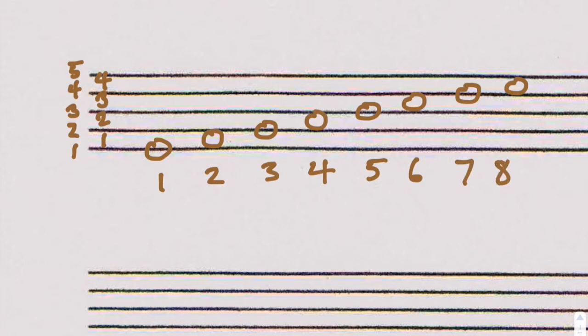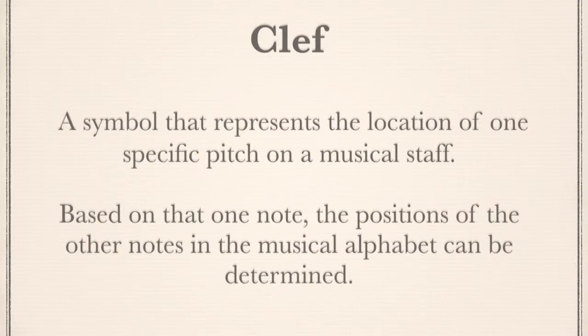Okay, so the octave shows up everywhere and the 5 lines of the staff are very nice, but how do we know which notes are which? Well, for that, we need clefs. A clef is a symbol that represents the location of one specific pitch on a musical staff. For example, the treble clef represents the note G, and the bass clef represents the note F.